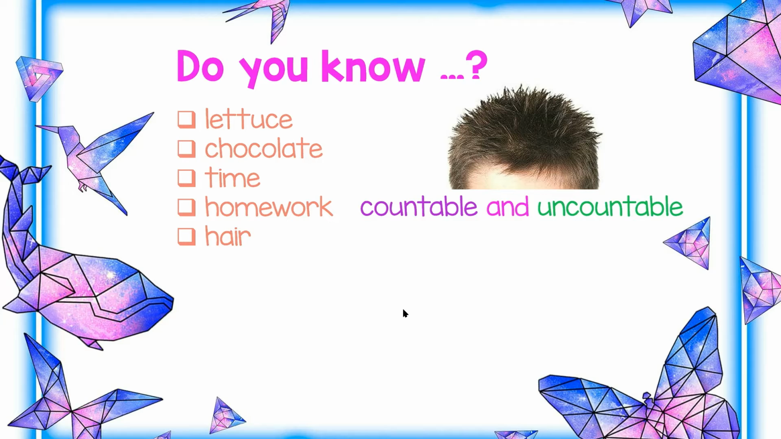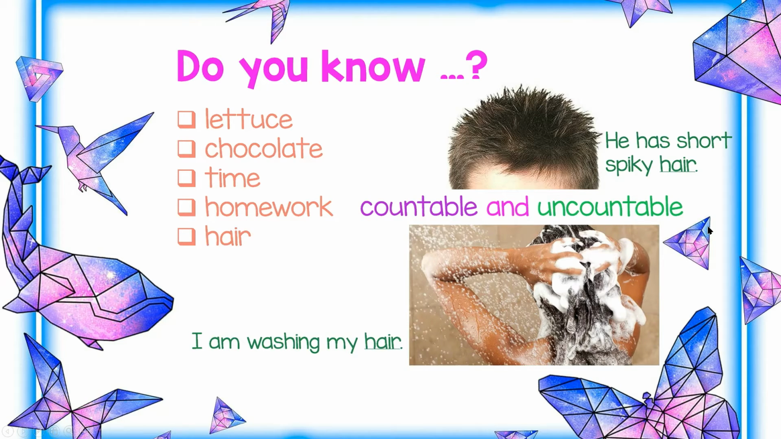How is hair uncountable? Look at this sentence. He has got spiky hair. We are talking about the hair on his head. We cannot count those hair. Therefore, hair is uncountable. We will treat it as a singular noun, no S behind the hair. Here's another example. I am washing my hair, not I am washing my hairs.